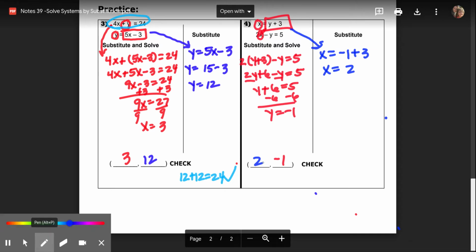And then we're going to check it. So we have, I'm just going to use that bottom one. So 2 times 2 is 4. Minus a -1, which would be plus 1. Does that give us 5? Yes, it does. And it checks out just fine.